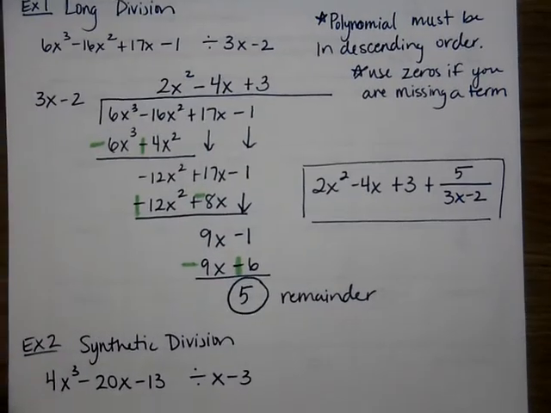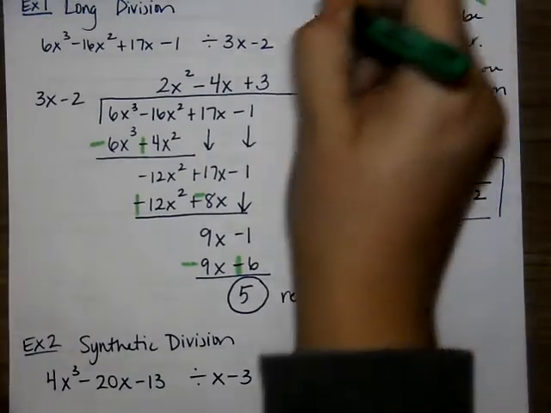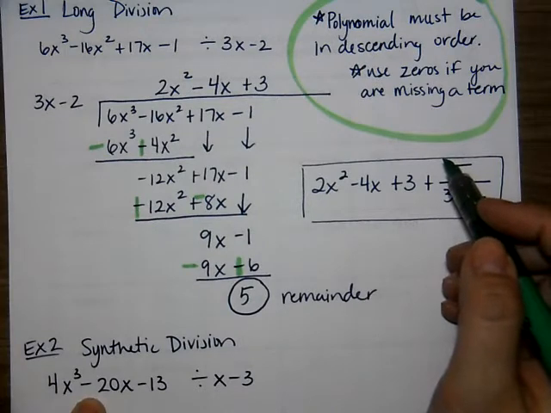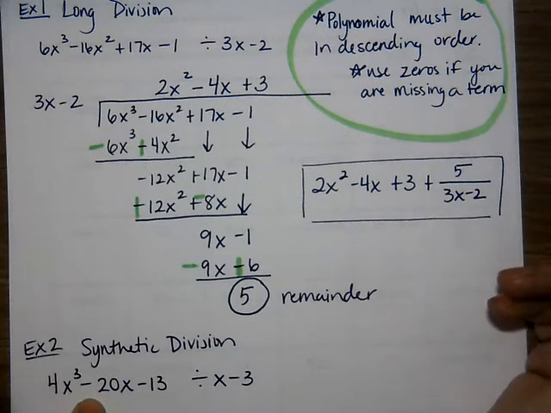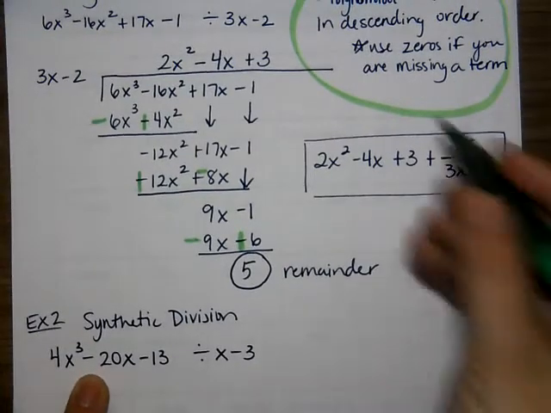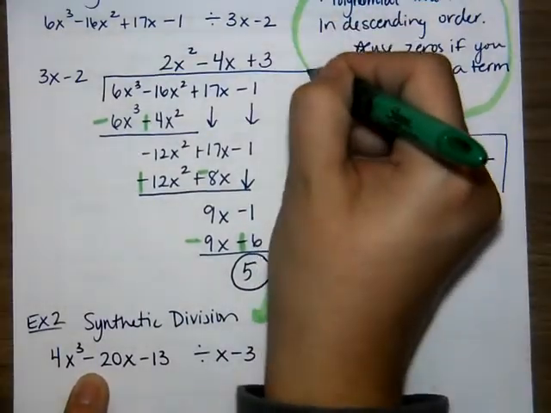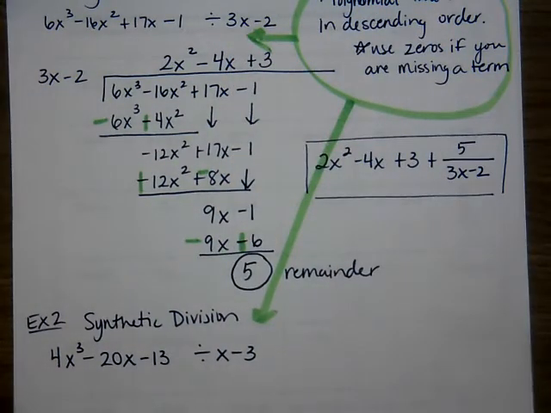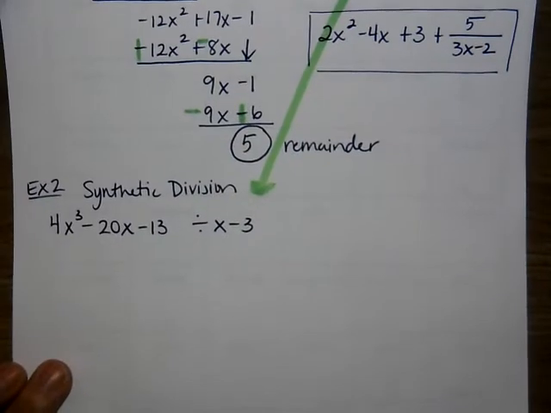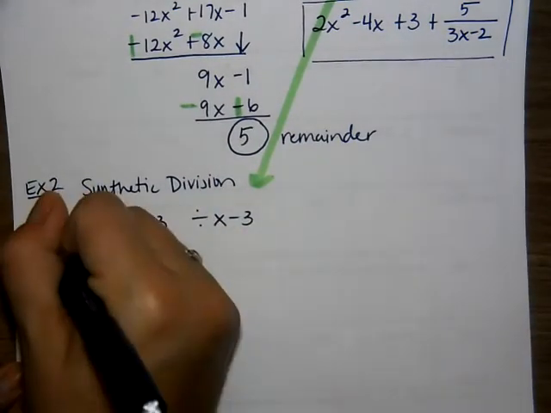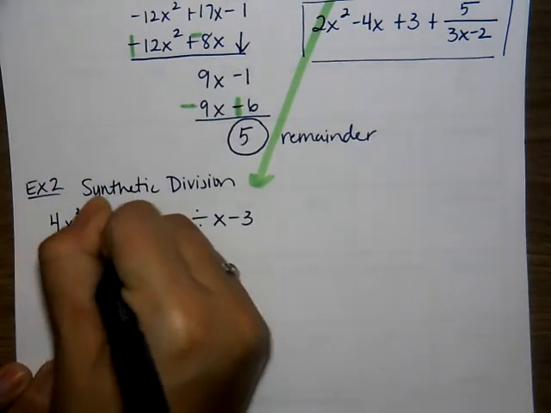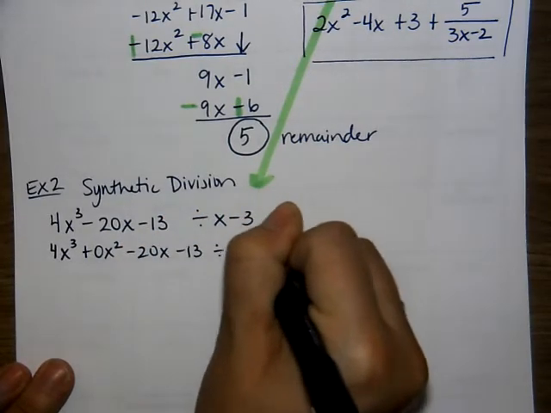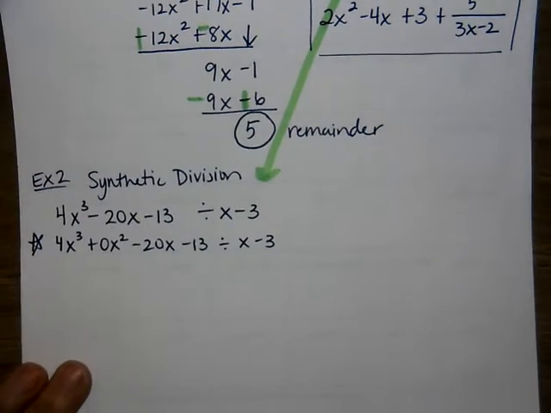So going back just for a second, I'm checking for two things. If my polynomial is in descending order, which it is, and I'm looking to see if I need any placeholders. Do you see in this one you're missing a term of x squared? So you're applying this idea to long division as well. All of this gets applied to both of these things. So what I really need to use here is 4x cubed plus 0x squared minus 20x minus 13 divided by x minus 3. I have to change it and use that placeholder.